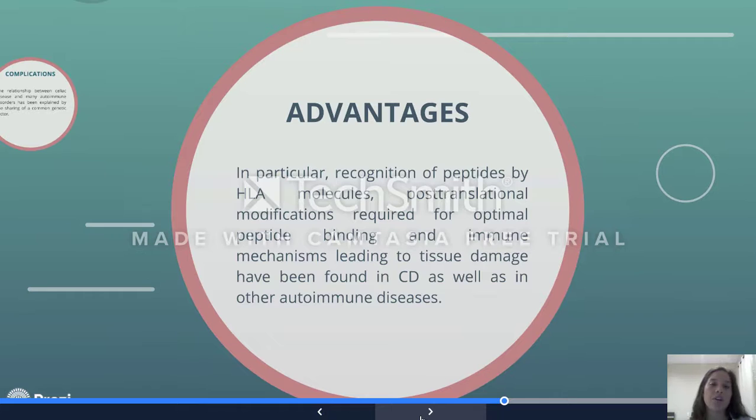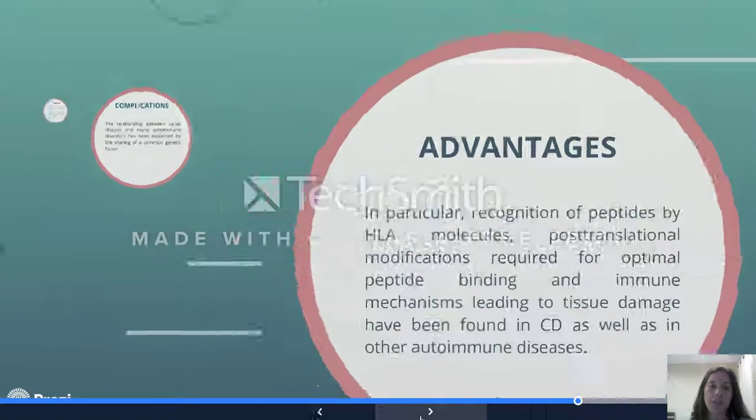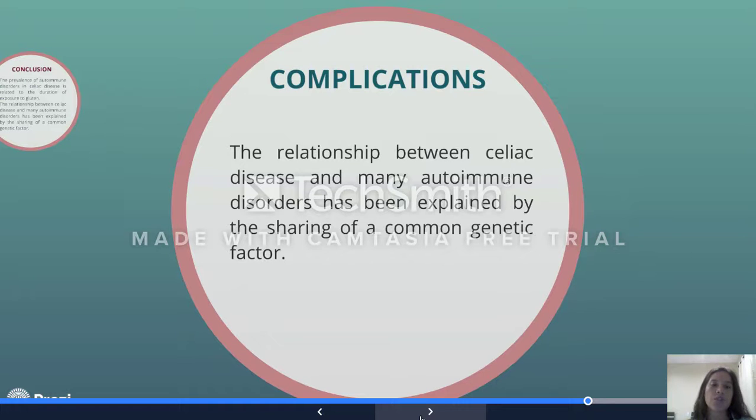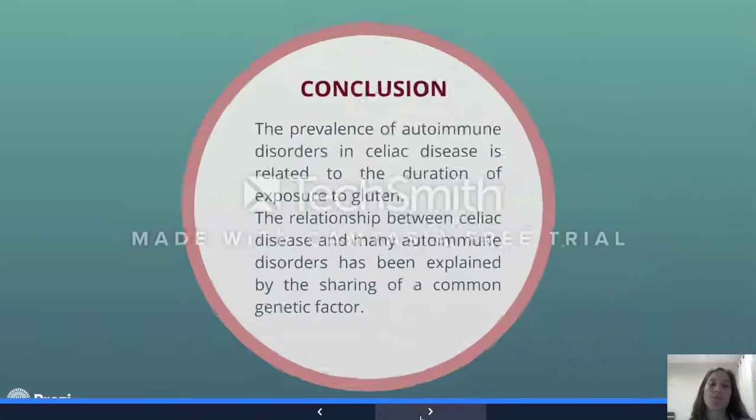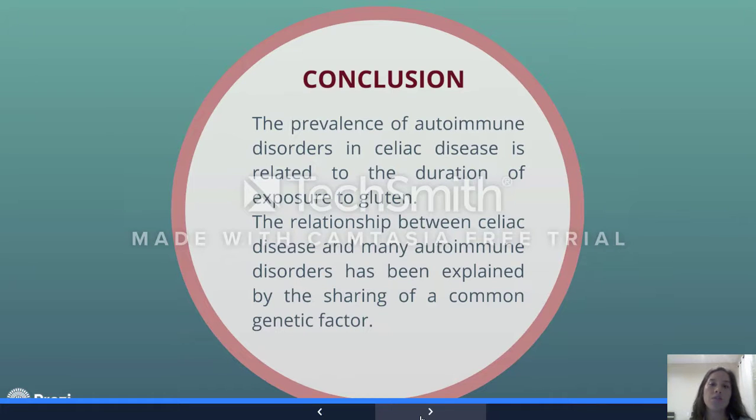Advantage: in particular, recognition of peptides by HLA molecules, translational modifications required for optimal peptide binding, and immunity mechanisms leading to tissue damage have been found in CD as well as in other autoimmunity diseases. Complications: the relationship between celiac disease and many autoimmunity disorders has been explained by the sharing of a common genetic factor. Conclusion: the prevalence of autoimmunity disorder in celiac disease is related to the duration of exposure to gluten.